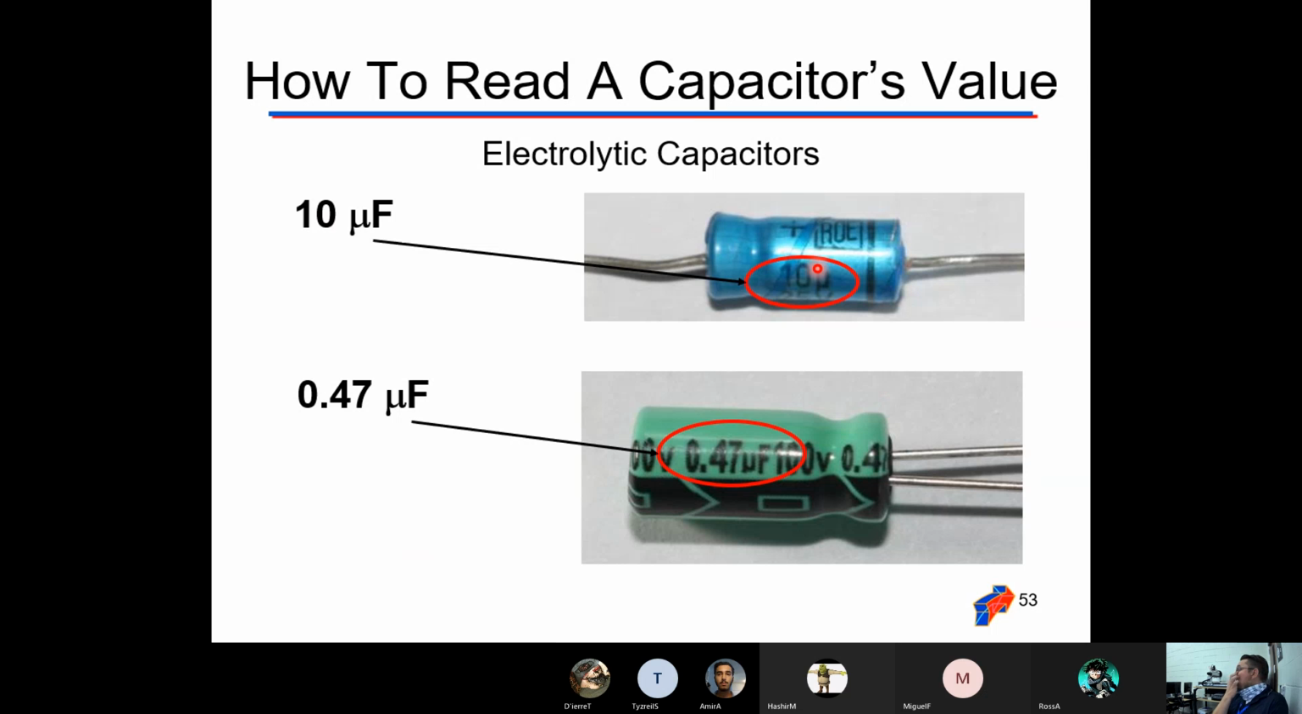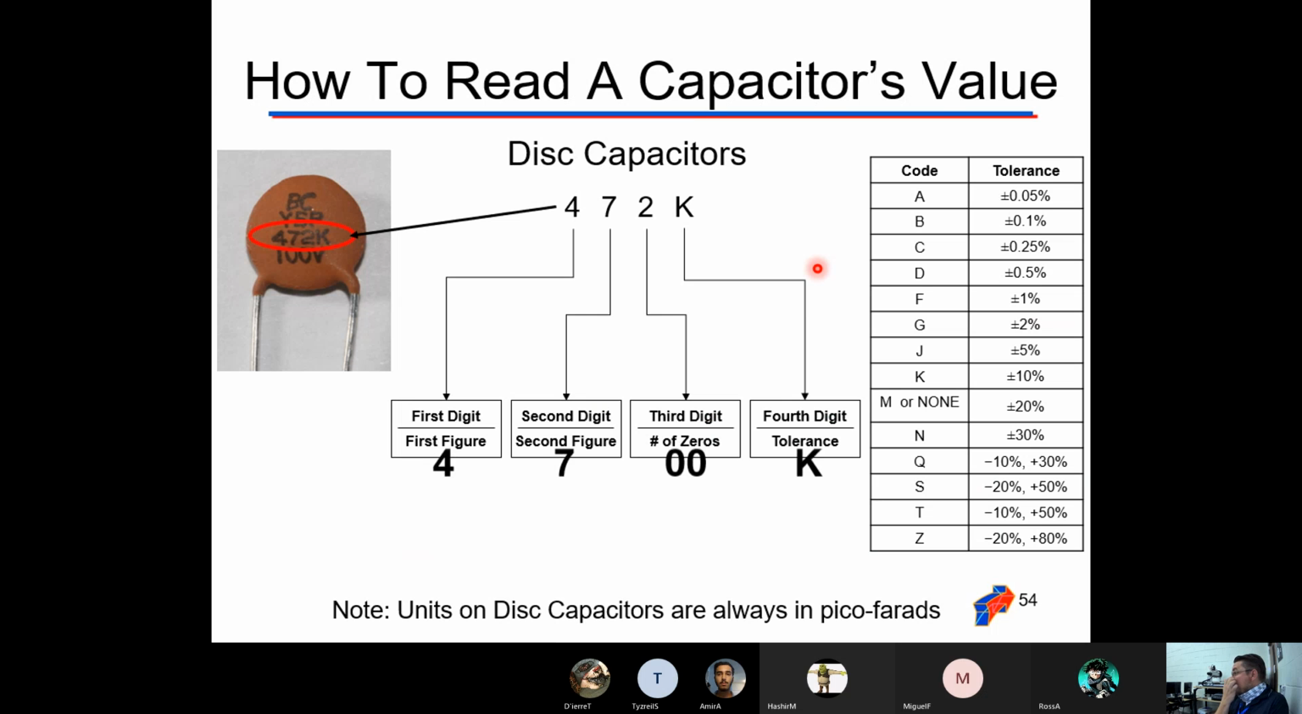The ones that are going to be a little bit more difficult to read are your disk capacitors, and they give you values based on the numbers and letters that they have. So these codes with these letters over here, you're going to want to write down. I know, this is the long slide. But basically you have your first digit, your second digit, your number of zeros, just like the resistor. And then you have your letter, which is your tolerance.